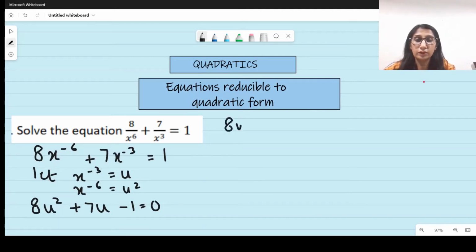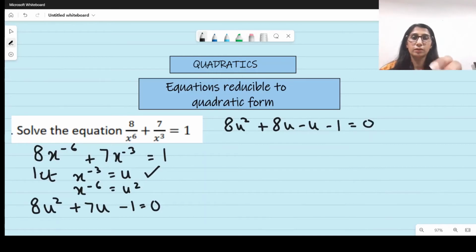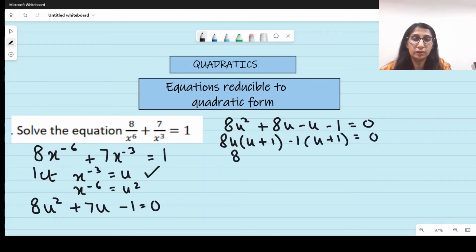So I'm going to factorize this: 8u squared plus 8u minus u minus 1 equals 0. 8u is common, u plus 1, minus 1 is common, u plus 1 equals 0. So 8u minus 1, u plus 1 equals 0. So the first solution is u equals 1 over 8. And the other solution is u equals minus 1.